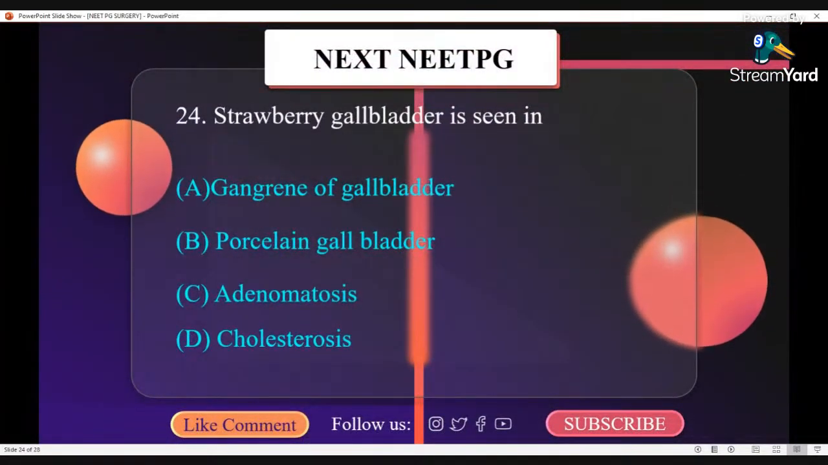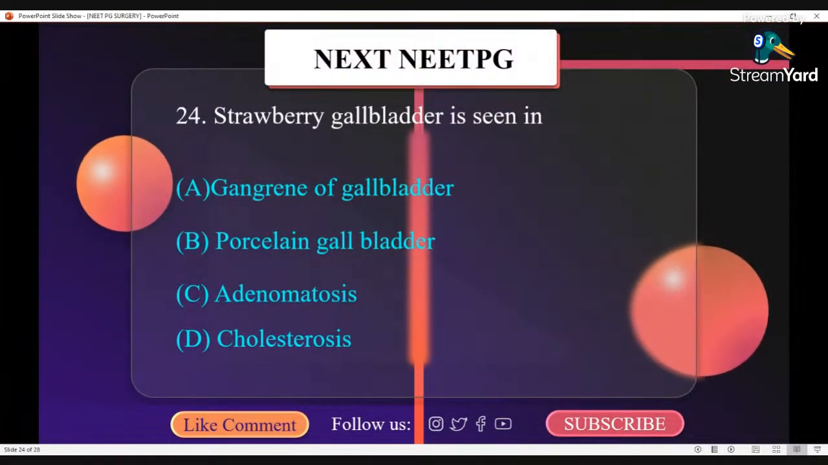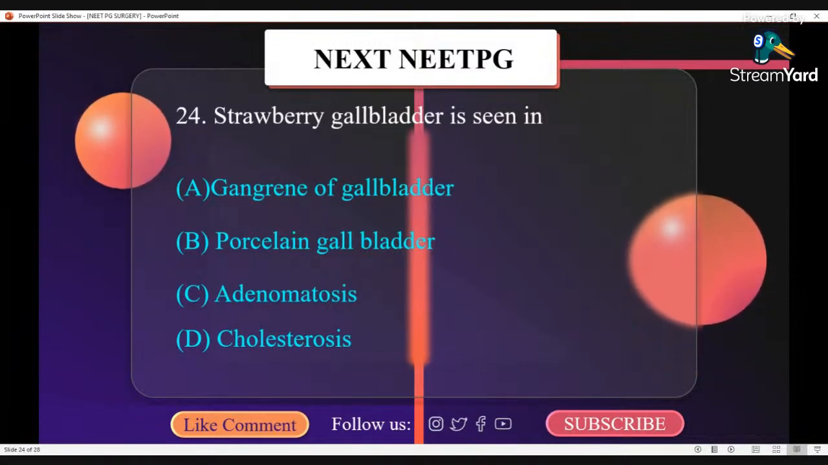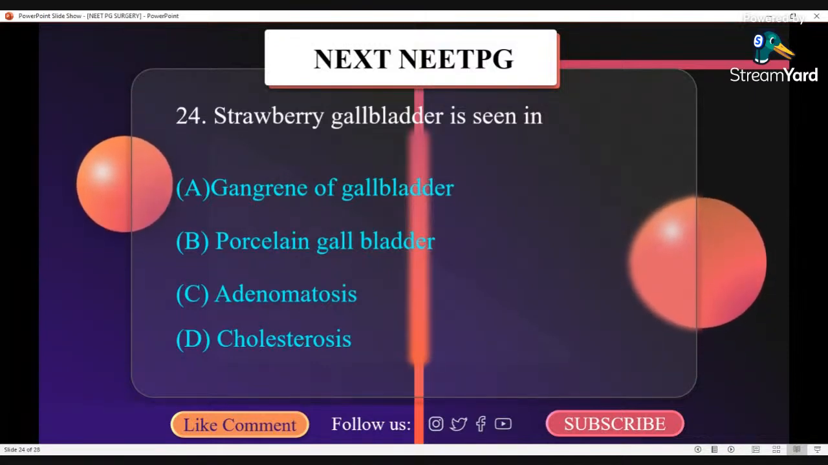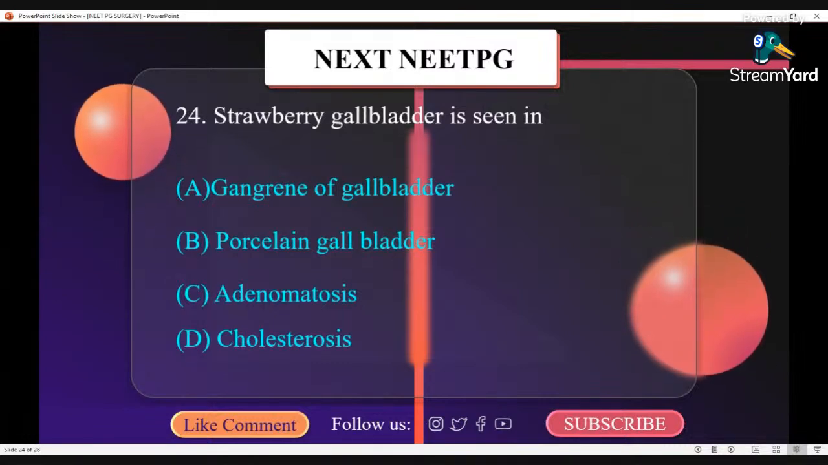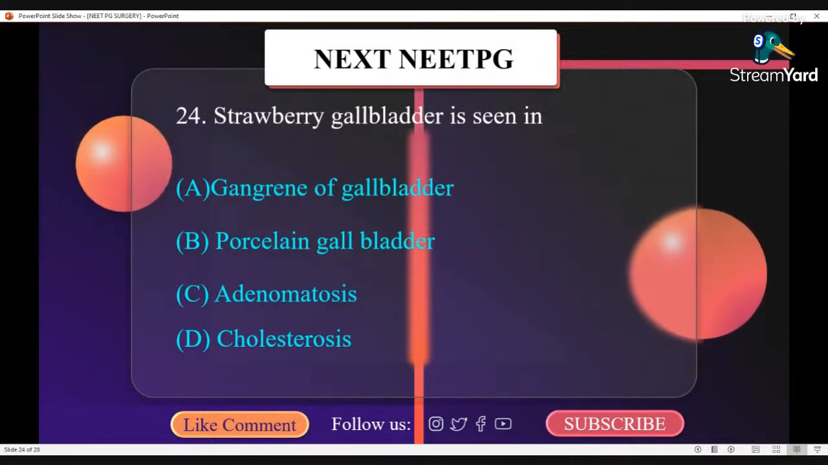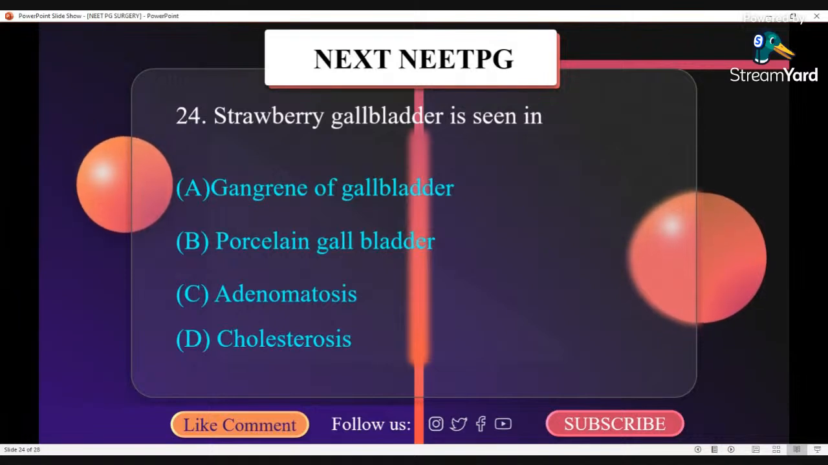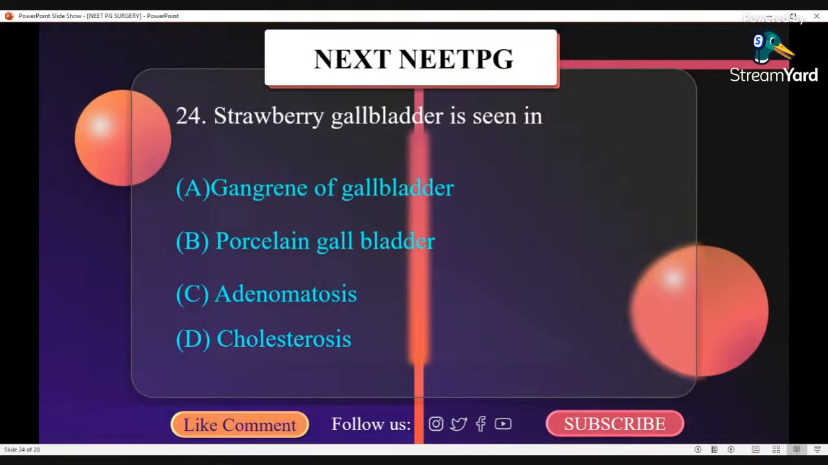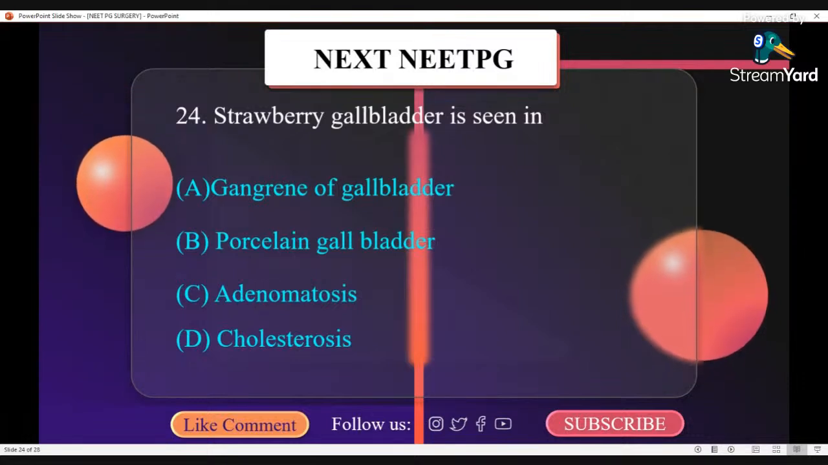Strawberry gallbladder is the most important, often repeated MCQ in all the PG entrance examinations, including the INICET. It is D, cholesterosis. Strawberry gallbladder is seen in cholesterosis. Now, what is cholesterosis? Cholesterosis is a chronic inflammatory condition of gallbladder with cholesterol deposits.